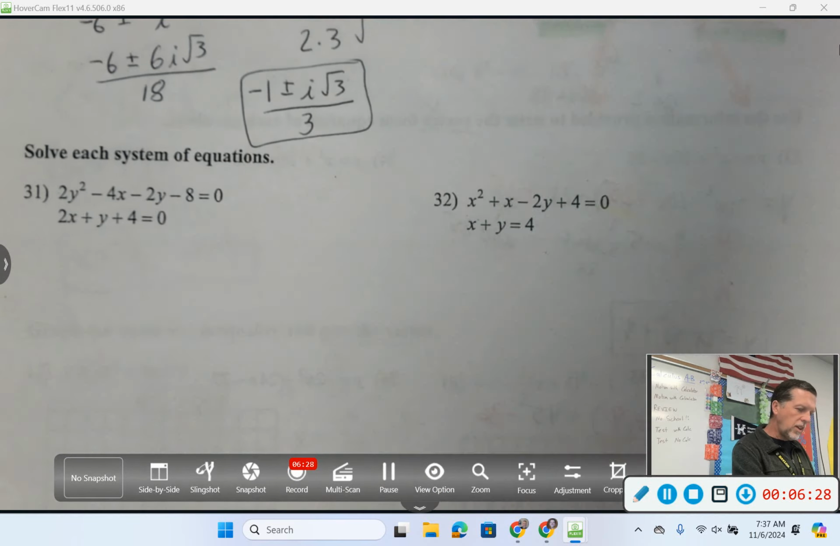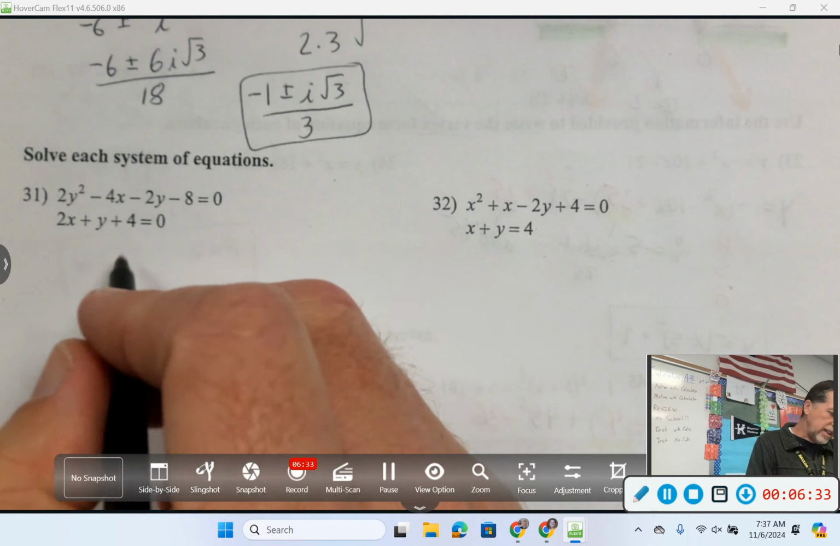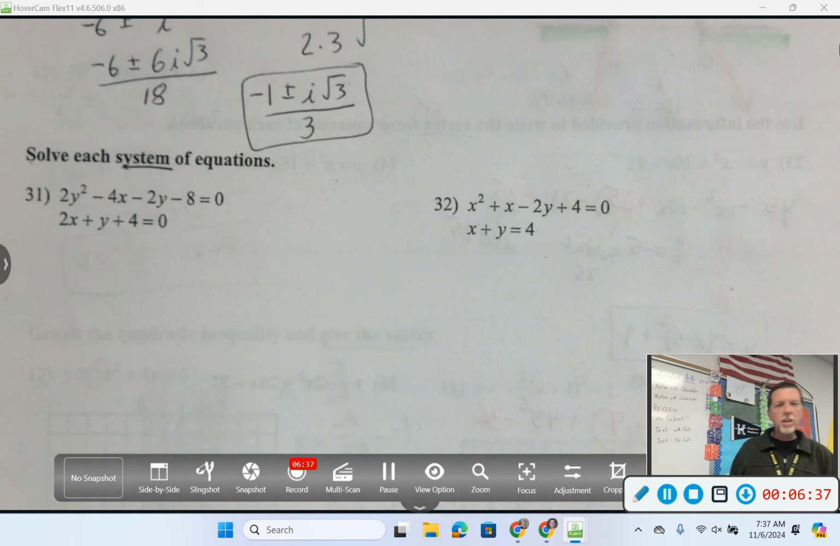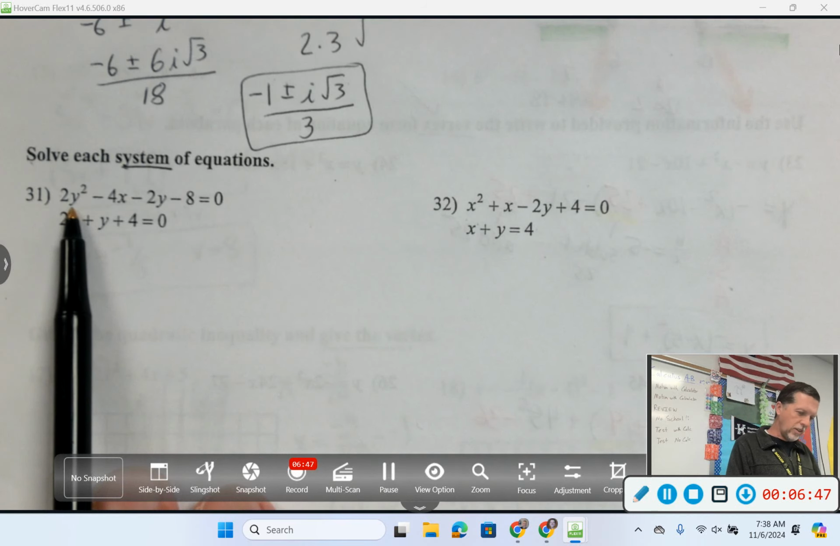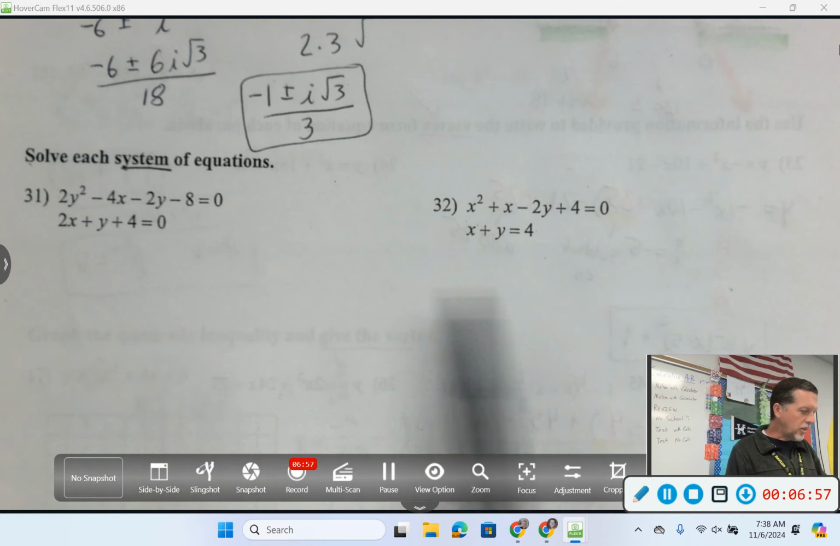31. Solve each system of equations. Let's see. So system means there's more than one. I'm going to have to plug in one to the other. Graphing and finding the intercept would not work for this one because we don't know how to graph with the y squared. There is a way, but it's really way more complicated than we want to mess with. Let's just solve that. What would you like to solve for?